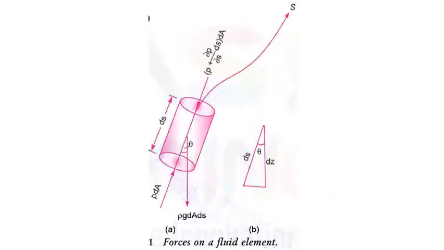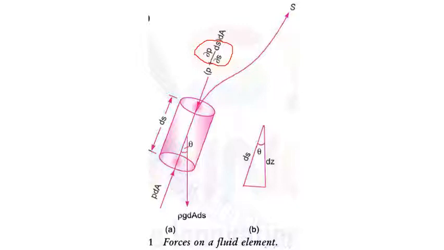Here in this figure you can see that the pressure force opposite to the direction of flow is taken as P plus dou P by dou S into ds into dA. Here there is one term, we have taken dou P by dou S into ds. This is actually dou P by dou S, where it is the pressure intensity per unit length of the element. The length of the element is ds. So dou P by dou S is the pressure intensity per unit length.